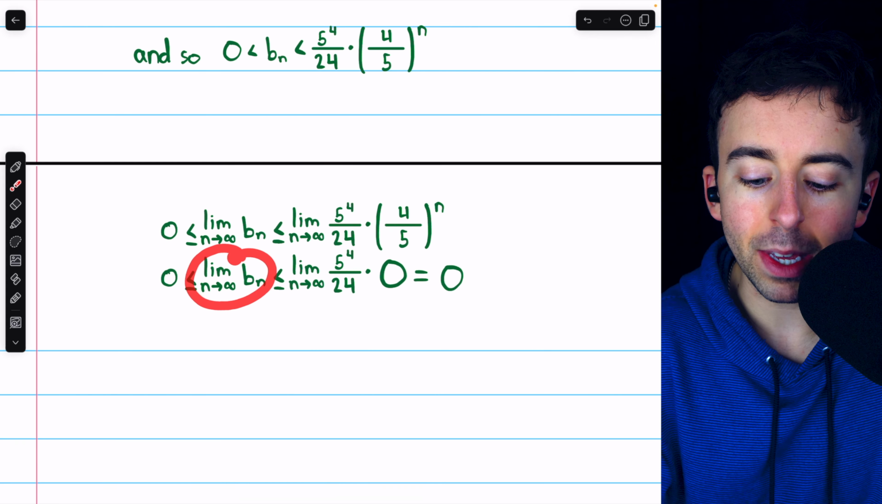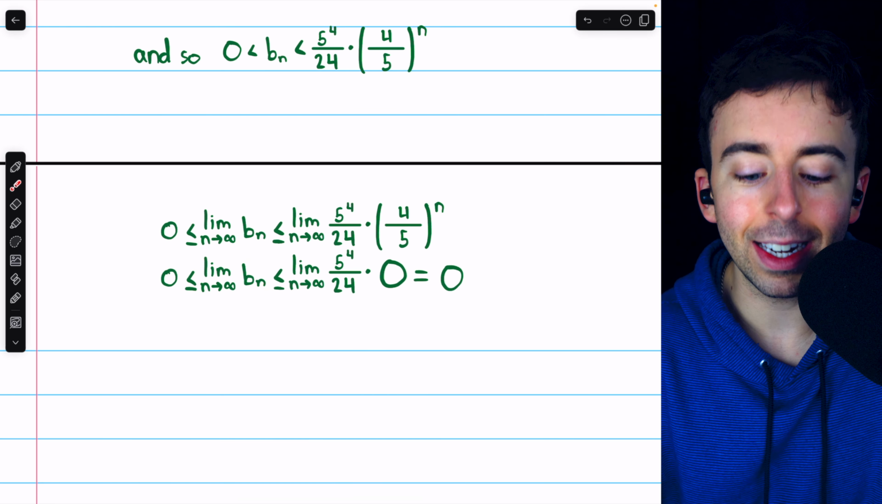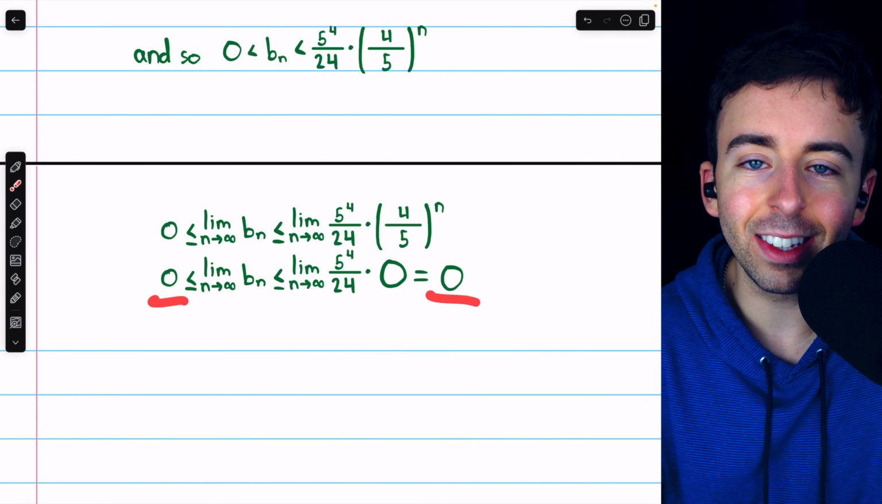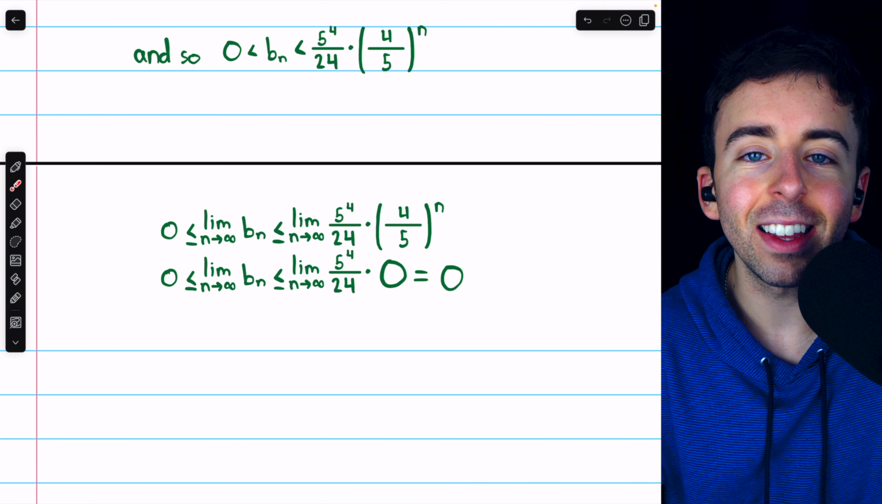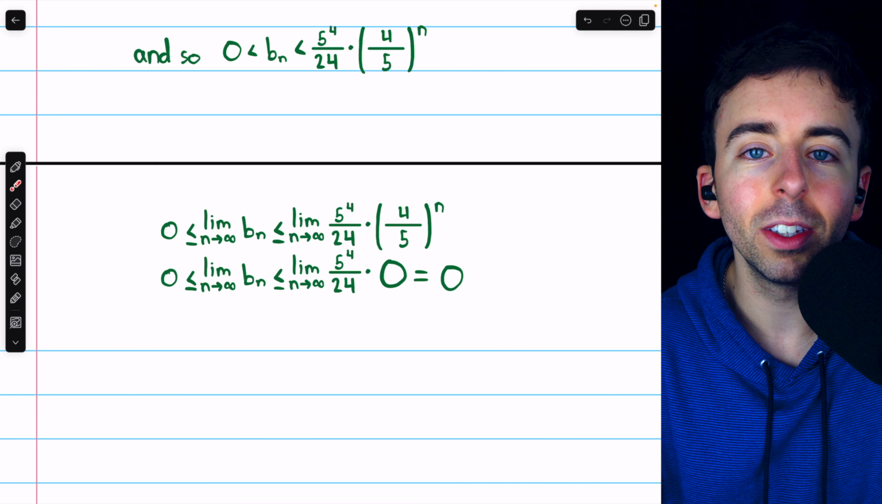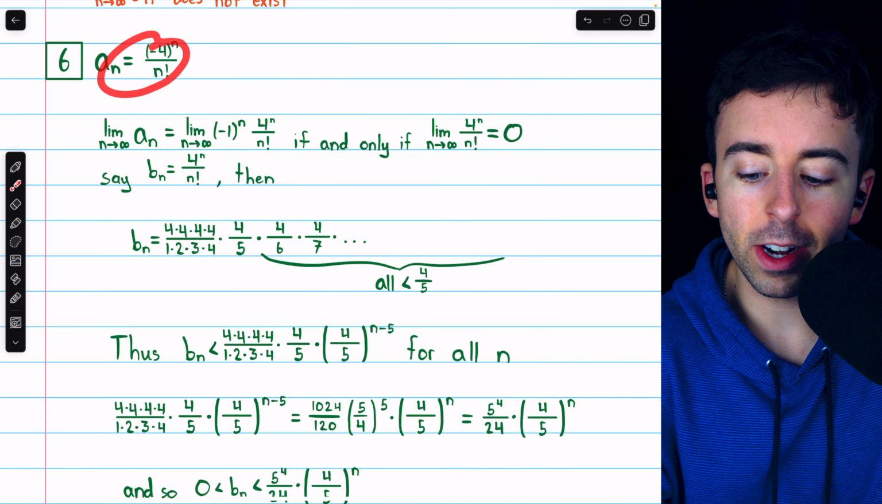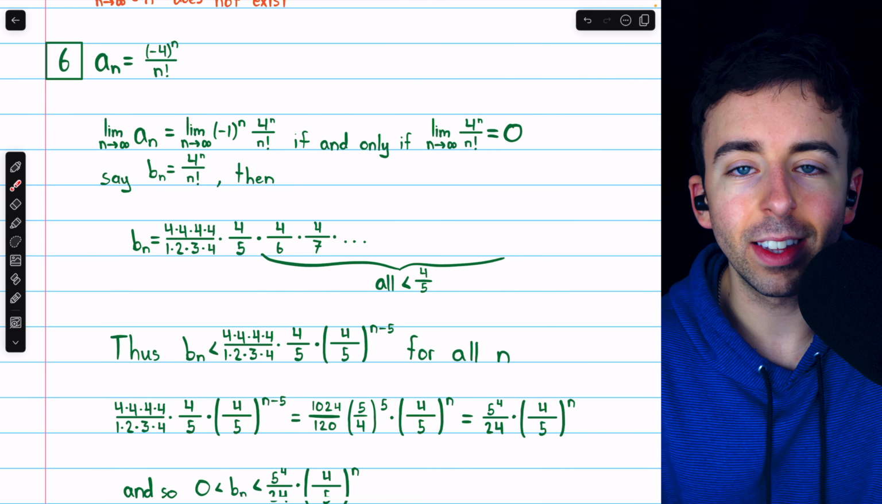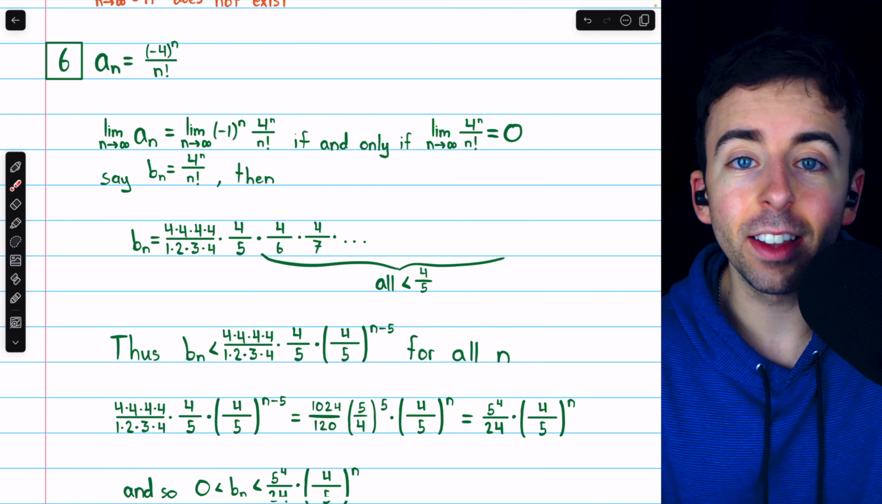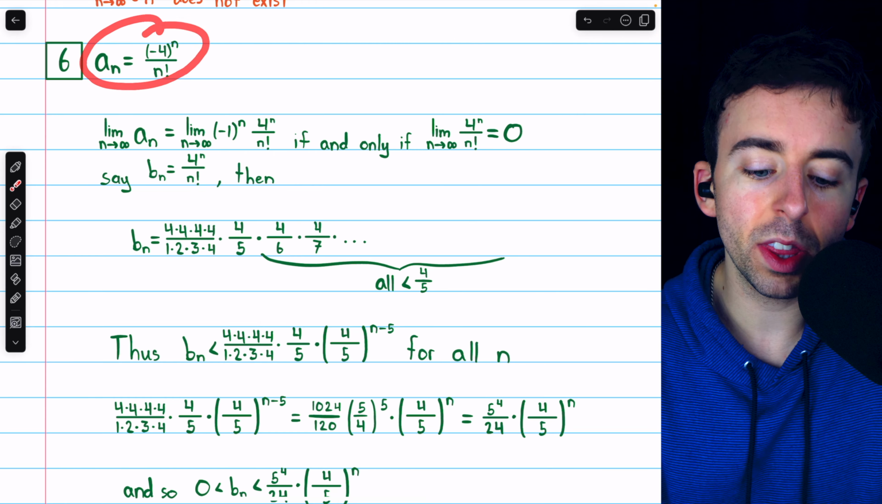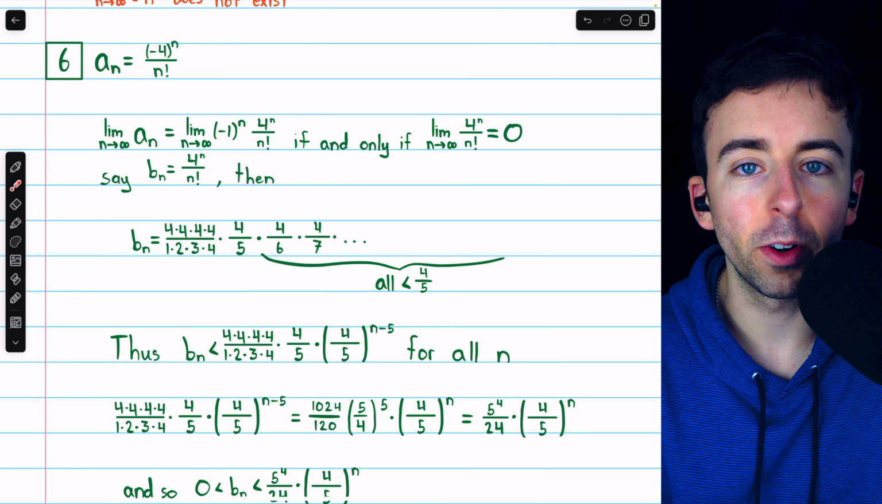Hence, the limit of Bn as n goes to infinity is squeezed between 0 and 0, and thus itself must equal 0. Again, if disregarding the negatives results in a sequence that converges to 0, that does imply the original sequence with the negatives must also converge to 0.